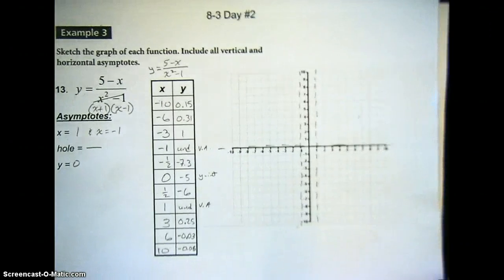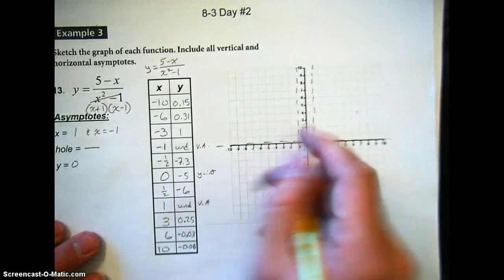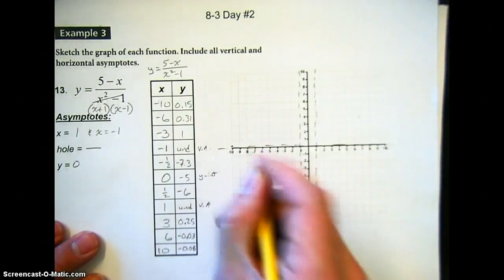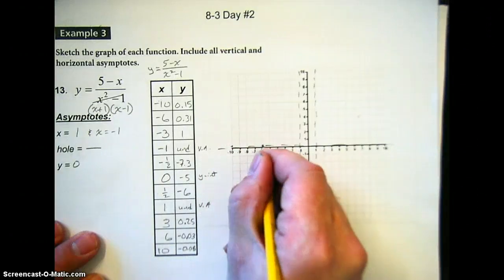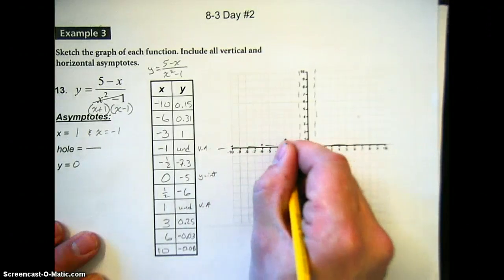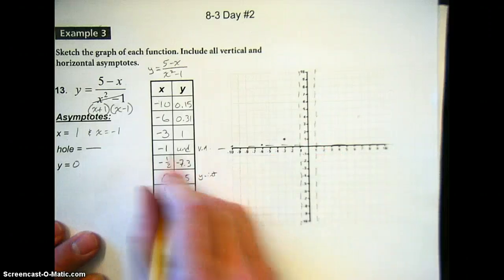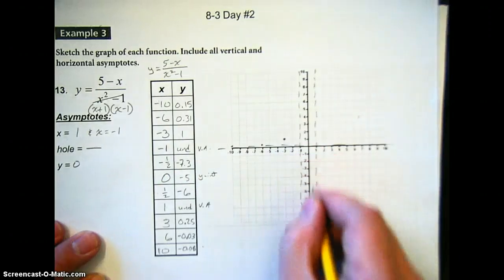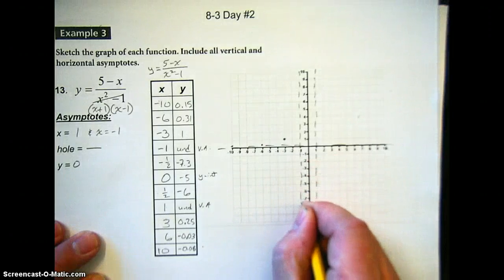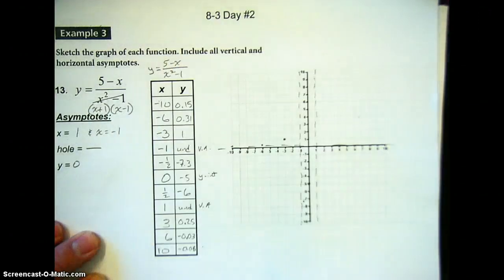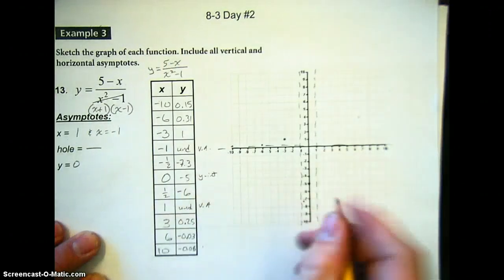Okay? Let's go through here. We have negative 10, and we're at 1/15, so we're here. Negative 6, and so we're really, really close to that asymptote. And then we get to negative 3, and that's at negative 1. And then all of a sudden we jump to negative 1, we got our asymptote, and then we go to negative 1/2, which is negative 7.3, which is right there. And we have 0, negative 5, and we have 1/2, negative 6.